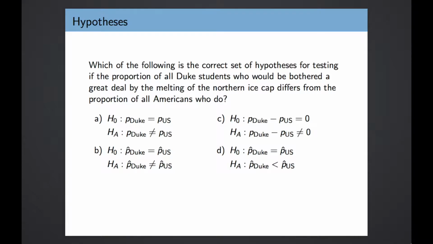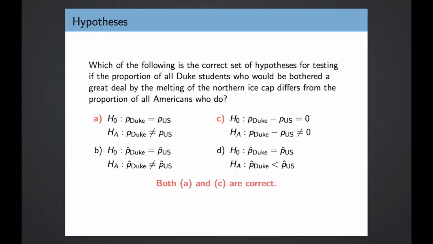So aside from constructing confidence intervals, the other main thing we need to know how to do is a hypothesis test. And the first step for doing a hypothesis test is to specify our hypotheses. So, which of the following is the correct set of hypotheses for testing this research question that we have about the difference in proportions of Duke students and the general American population who would be bothered a great deal by the northern ice cap melting? Take a look at these options and see what you think.